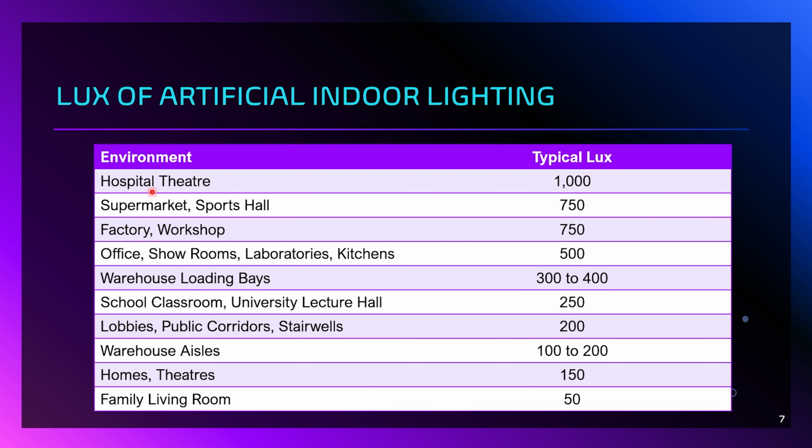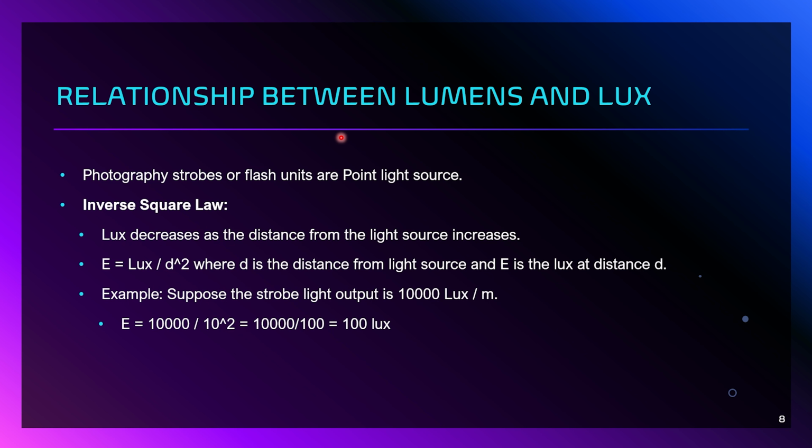Suppose you are going to a hospital theater and you need only 1000 lux on your subject, you don't need to carry any extra lights. Suppose you are taking a family photo inside a living room, the light inside the living room is producing only 50 lux. That is not enough for your camera to capture. The camera will capture, but the exposure will be very low. So you need to bring your artificial lights to the living room to get 1000 lux on the subject's face.